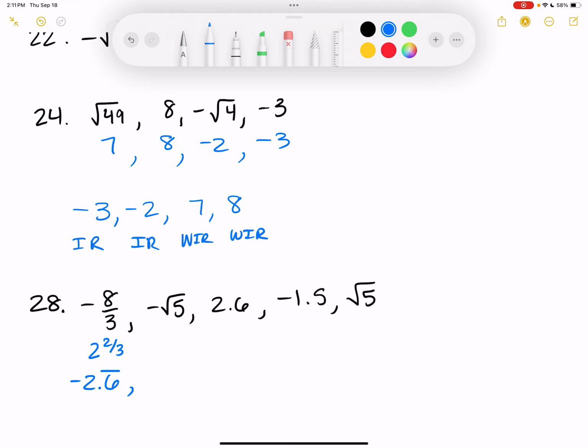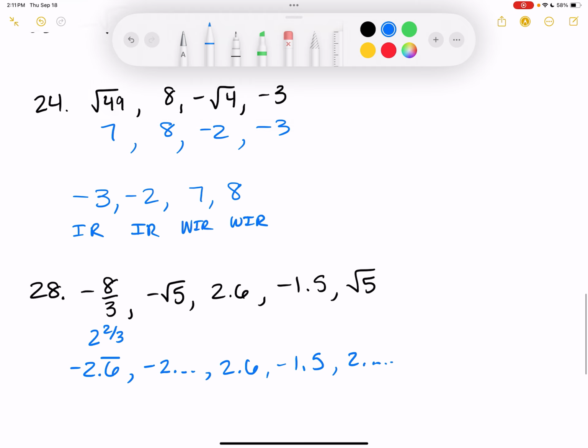How about the negative square root of 5? Not going to be 2.5. It's going to be a little bigger than 2, right? Because the square root of 4 is 2. So I would just say something like negative 2 point, and then leave it like that so that you know it's not as big as 2.5 though. All right, and then I've got 2.6, I've got negative 1.5, and then over here I've got 2 point something, right? And I don't know exactly what it is.